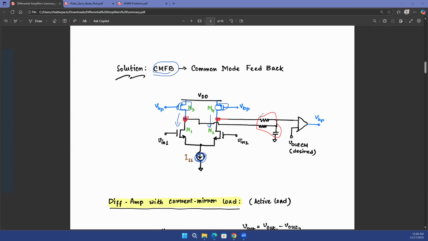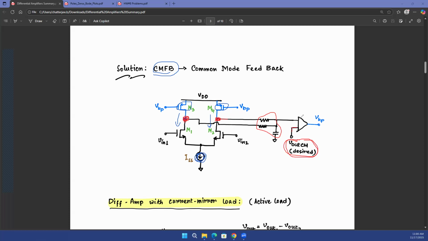Again, that's why I'm saying, what is going to be the mathematical formulation of that? We are not going into the details of this. What you're eventually doing is taking the average of these two DC voltage values, and you want to have a desired Vout CM, a Vout common mode DC voltage at these two output terminals. So that you're putting in as the input of another op-amp.